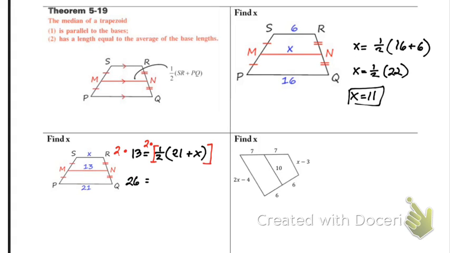Now here is the thing I noticed from my other class. They distribute this 2 to everything. This is all a chain of multiplications. This is 2 times 1/2 times 21 plus x. This doesn't get distributed to everything. It's just 2 times 1/2 equals 1. So these cancel each other out, and you're just left with 21 plus x. Then we subtract 21 from both sides, and we get x equals 5.